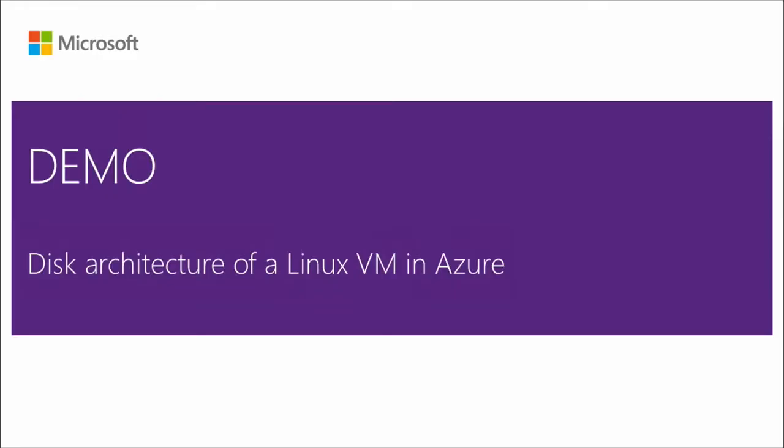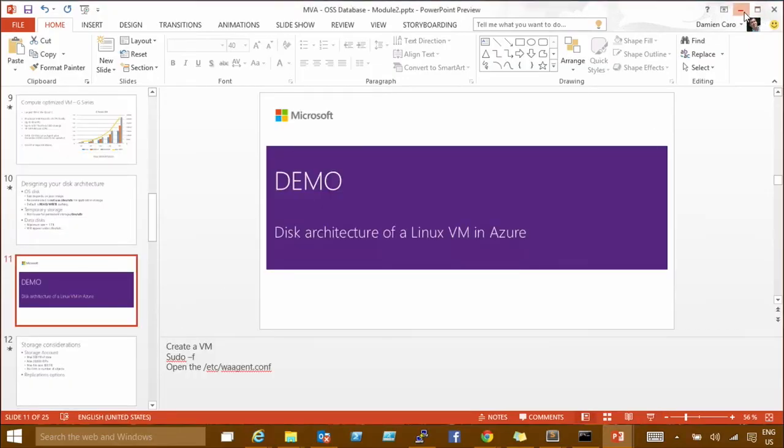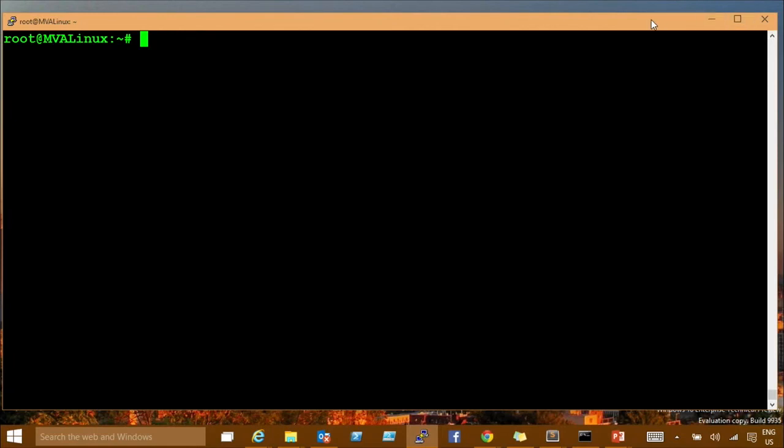Let's have a quick look at that. Let's have a quick demo on the disk architecture, on how we add a disk on a Linux VM and see how it works. So let's switch to my demo environment. I'm already connected to my machine. Let's see what I have. I've already prepared the command line to gain some time. We see we have the local disk, and we have the temporary disk.